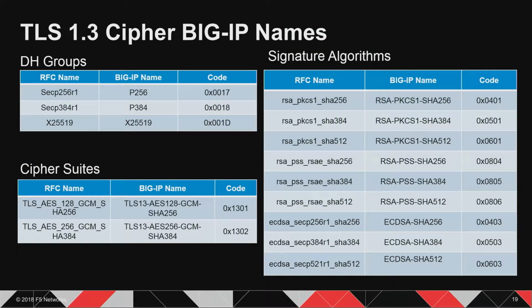This is how it looks on a BIG-IP from the previous slide. These are the options that are available, and you can see what the RFC calls them and what they're called on a BIG-IP.